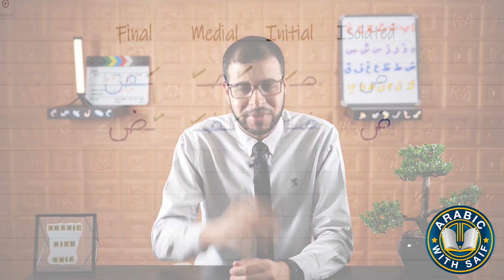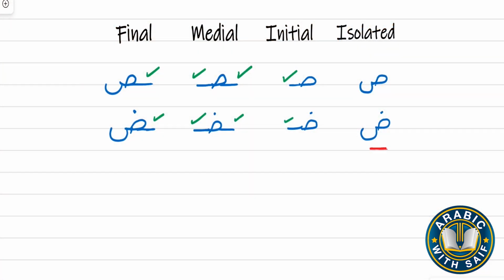If you understand well letter Saad's different forms, it will be easy for you to know Daad also, because it has the same forms. Let's see letter Daad, four forms. We know the isolated form of Daad as we studied in level 1. If Daad is at the beginning of a word, it will be the same as Saad, but with a dot on top, allowing it to connect any letter after.